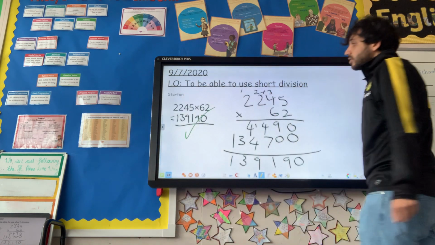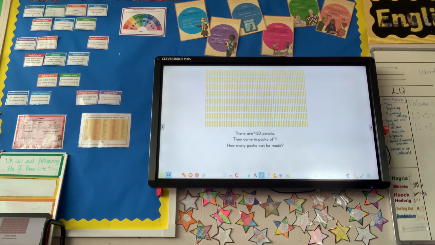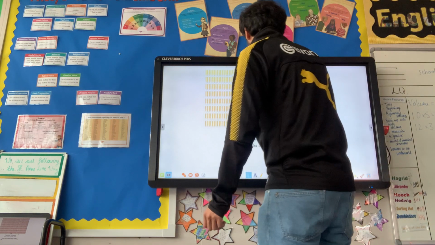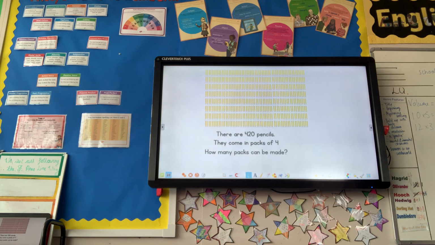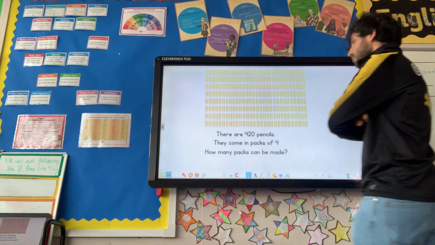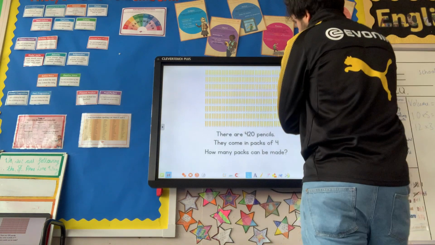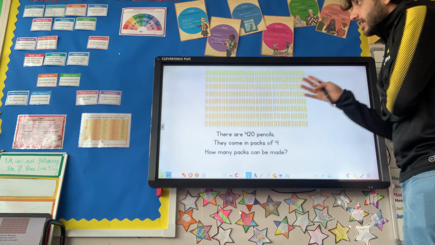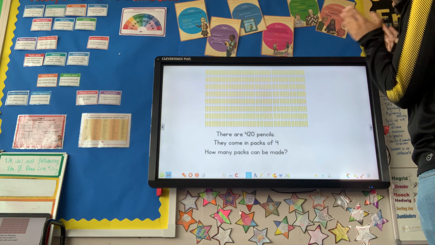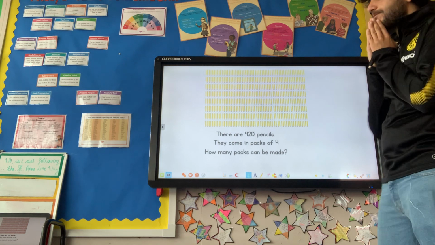Okay, let's move on to short division today. Here on the board is a picture. I have 420 pencils, okay? They're all on the board. They come, normally, in packs of 4 in the shop. So, the shop I go to, they come in packs of 4. The shop has 420 pencils. How many packs can be made out of those 420 pencils?